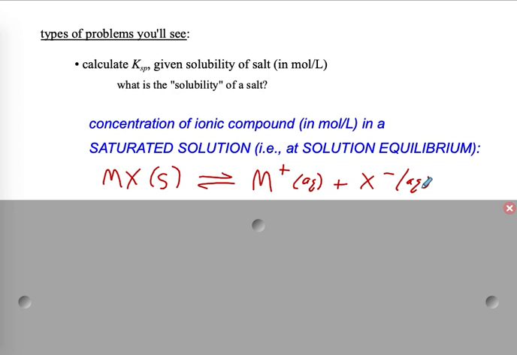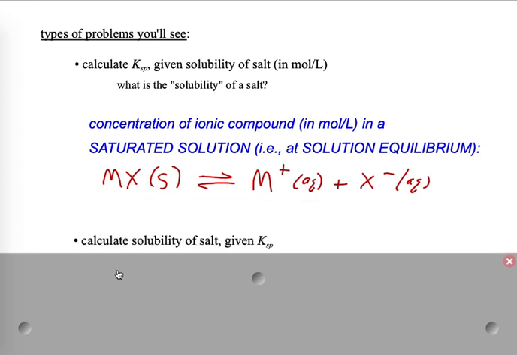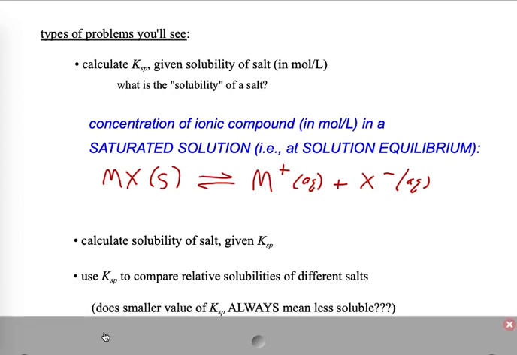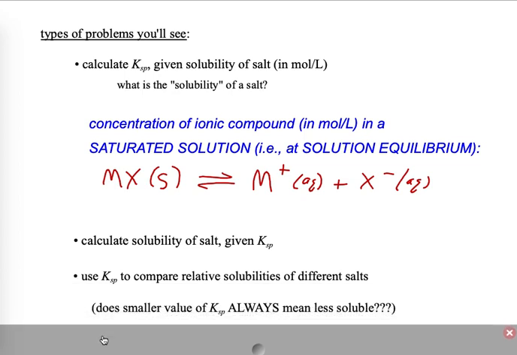So, first skill, given the solubility, calculate Ksp. Second skill is the reverse, calculate the solubility given Ksp. Next, we will use Ksp values to compare the relative solubilities of different ionic compounds.